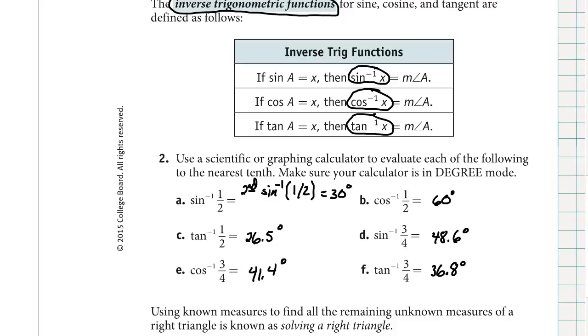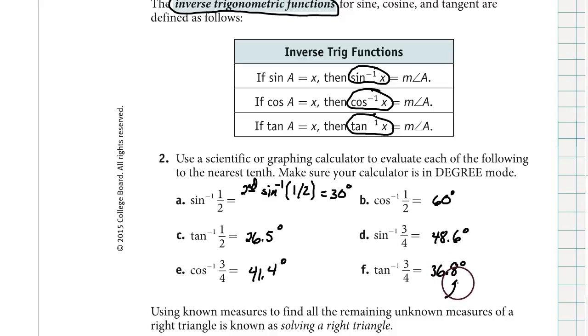Going to 1 decimal place, here are the answers. Question B turned out to be exactly 60 degrees. Question C rounded to 26.5 degrees. Question D rounded to 48.6 degrees. Question E is about 41.4 degrees. And question F is about 36.8 degrees.